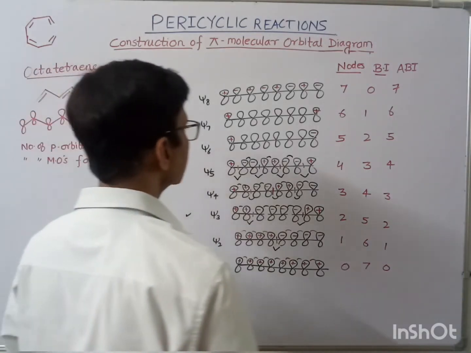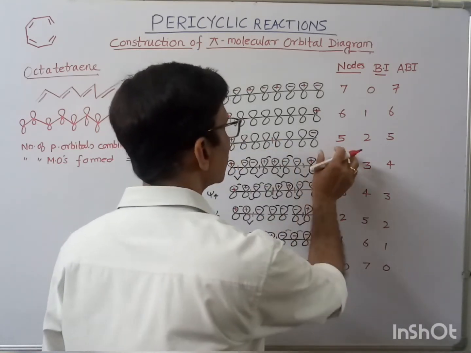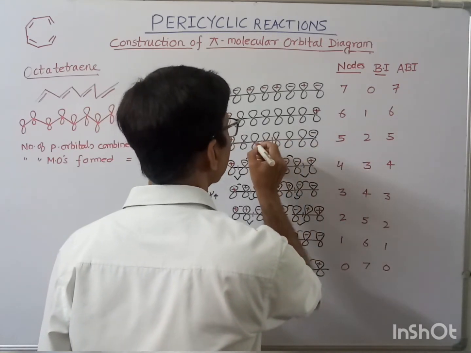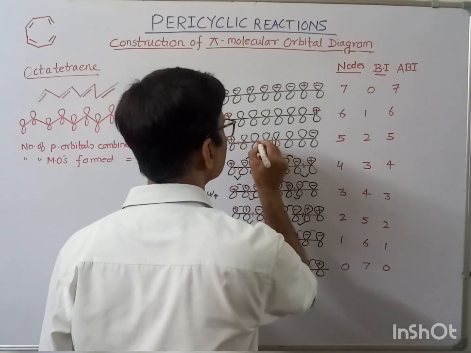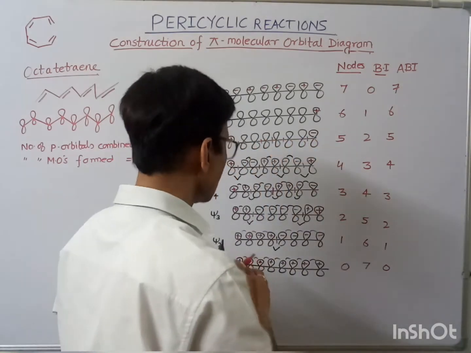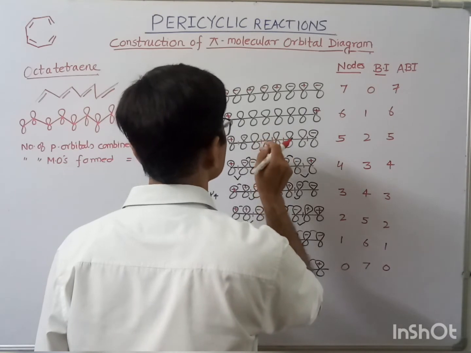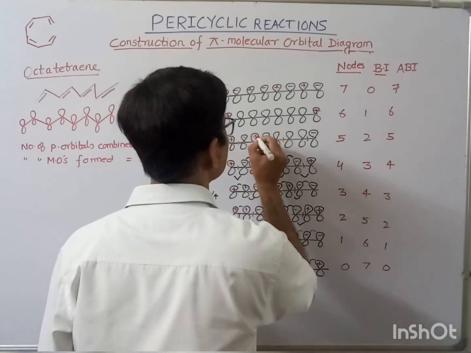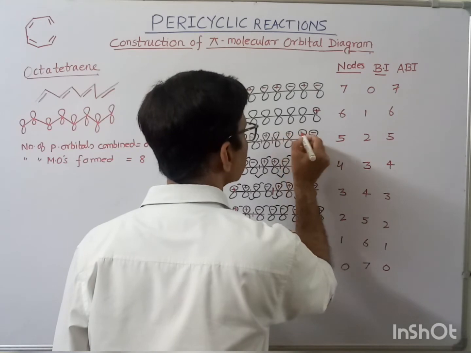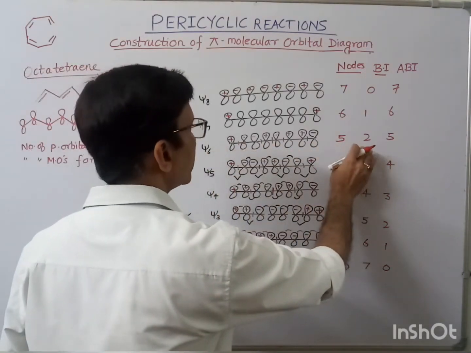Psi 5: if you look at psi 5, one of the nodes should pass through the center, and another 4 nodes should pass. So 5 nodes are present. This is 1. Then I should write it like this. So this is plus, minus, minus, plus, and this is minus, this is plus, like this, okay.